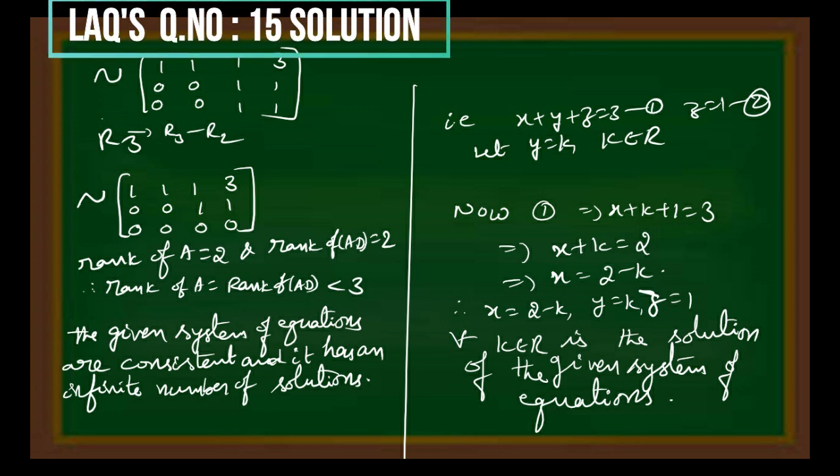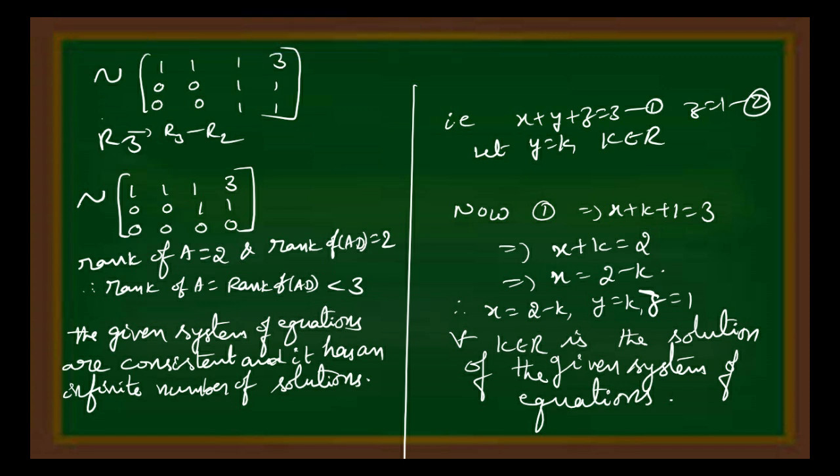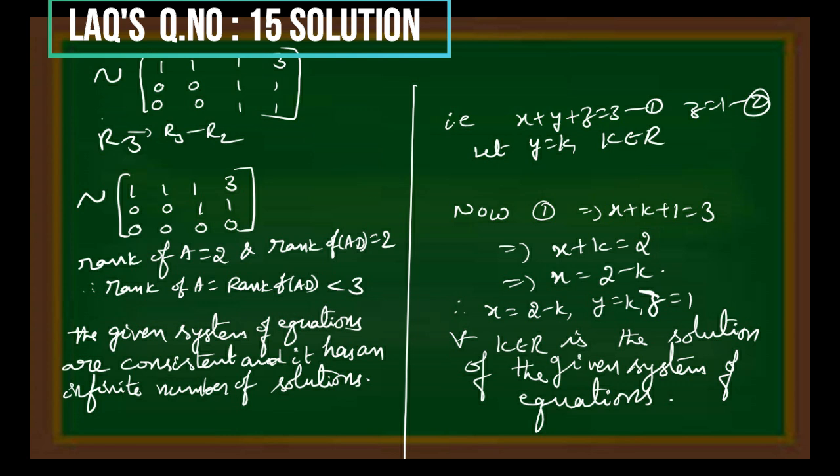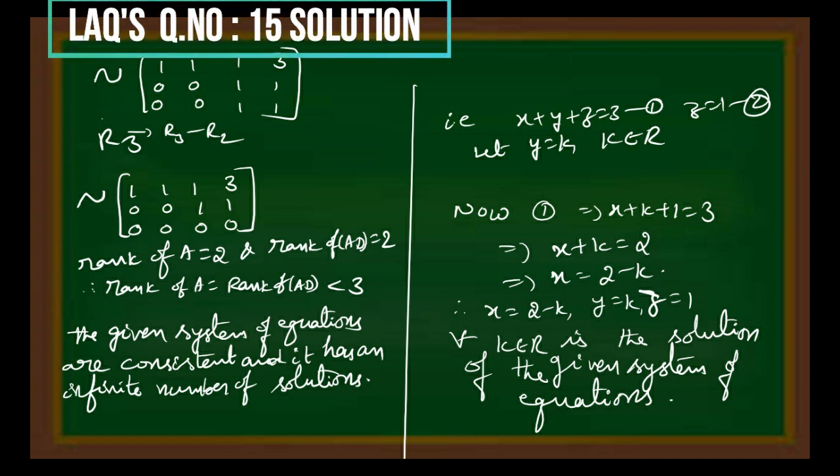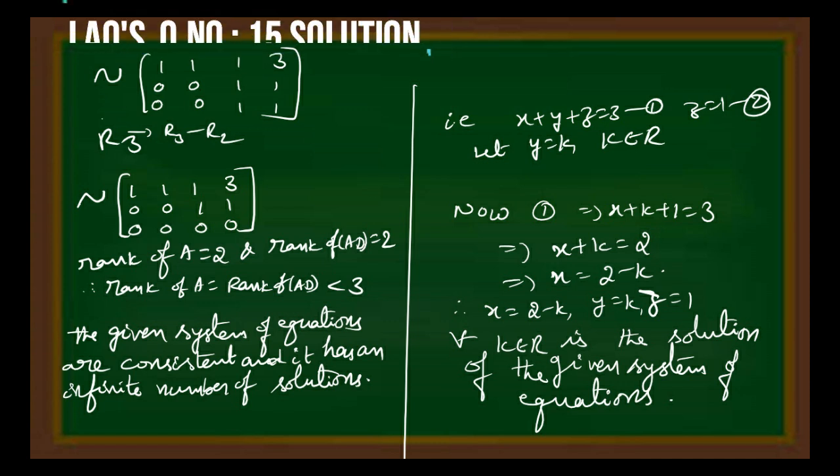For the rank of A, we consider only the coefficient matrix. That is, rank of A is equal to 2. Rank means the number of non-zero rows after changing the matrix into echelon form. Here the matrix is changed into echelon form, and the number of non-zero rows is 2. And the rank of [A|D], the number of non-zero rows in the total augmented matrix, is also 2.